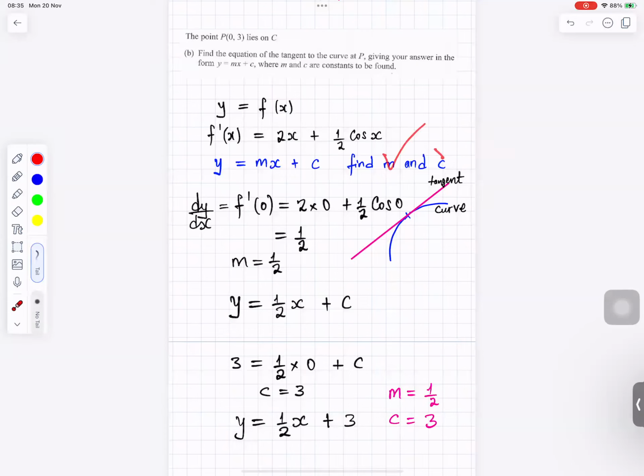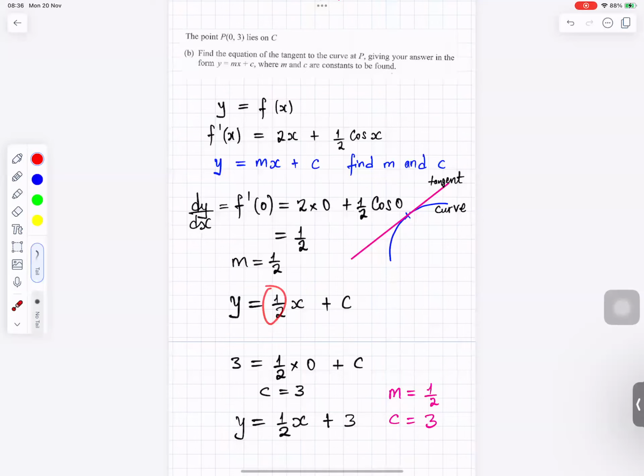So how do we find m? How do we find c? We know dy over dx gives us the gradient function, and they call it f dash. But where does it pass? It passes through 0. So if we put x is 0 in that differential function, cosine of 0 is what? Cosine of 0 is 1. Make sure you get that right. 2 times 0 is 0, so the gradient is a half. So m is a half.